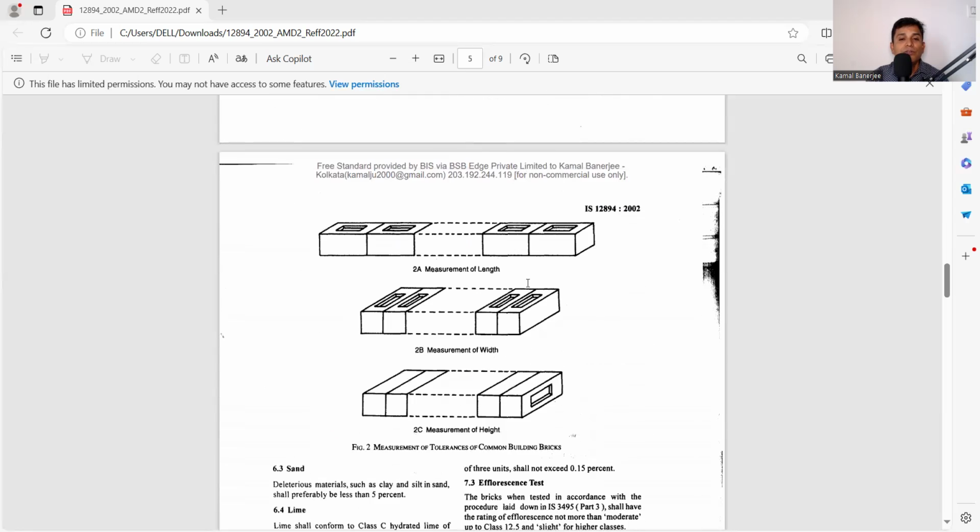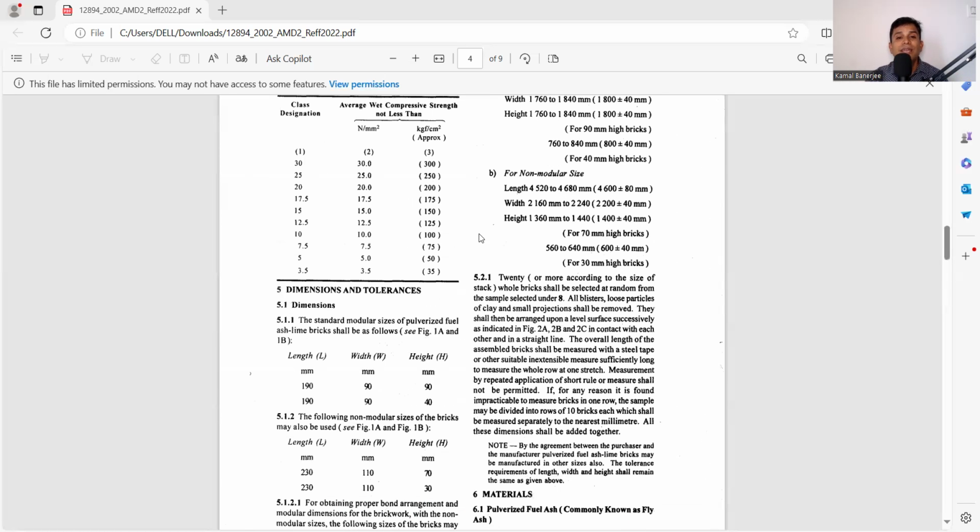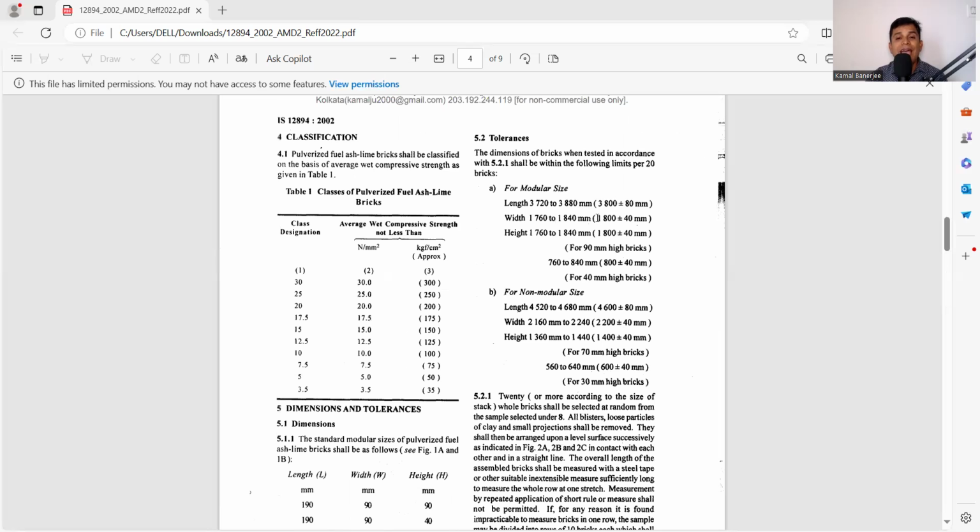So how will it be tested? Whenever we test the dimension in length, the bricks will be placed in this way, and the total dimension will be checked. Whenever it is width, the width will be placed at the bottom, and the total dimension will be checked. And whenever it is height, the height will be at the bottom, and the total dimension will be checked. So 20 bricks will be placed on a flat ground, and the total dimension will be checked, measured and compared.